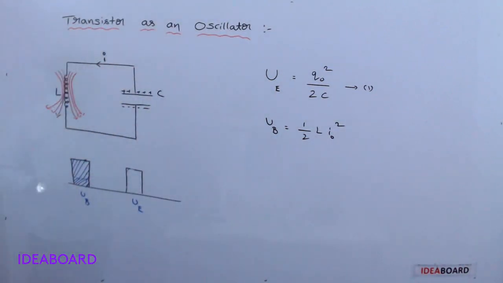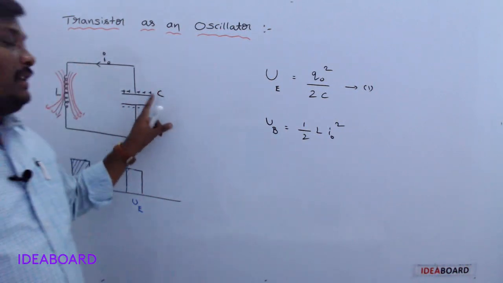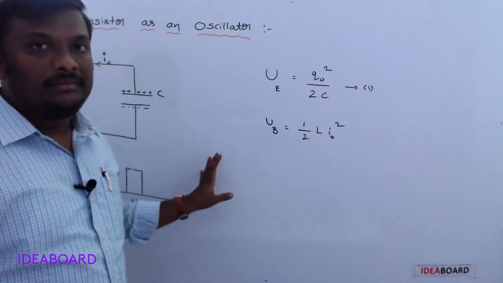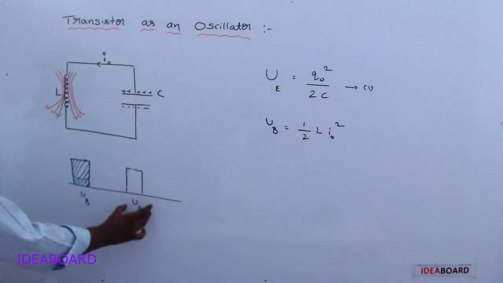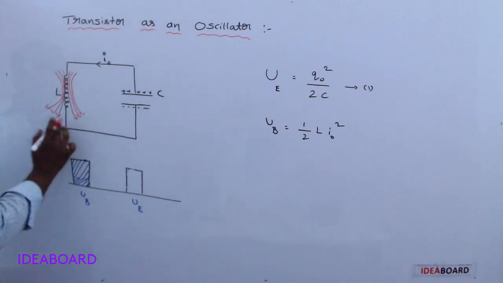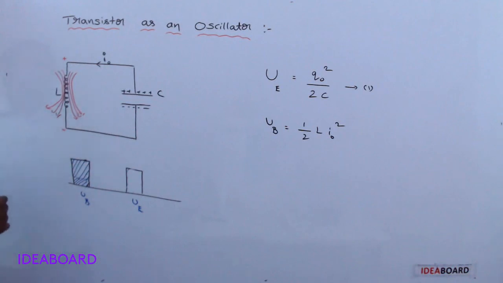Initial current is I, maximum current is I naught. At the time of maximum current, the capacitor is completely discharged. There is no charge on the capacitor. Clear? So here the total electrical energy of the capacitor is now converted into the total magnetic energy of the inductor. Now, across the inductor, some potential is developed. This is called induced EMF. Clear now? Due to this induced EMF, what happens?